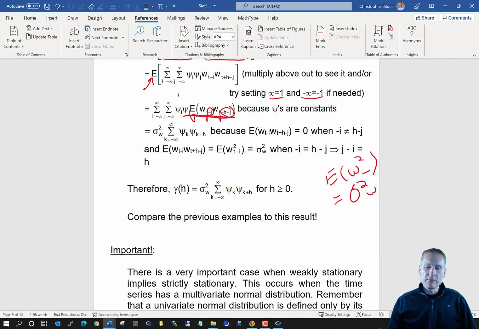So because of that then, and again, go through this on your own, try a simple case to see this, my autocovariance function ends up being this: sigma squared sub w times the sum from k equals negative infinity to positive infinity, where I just chose a different index there to work with, of psi of k and psi of k plus h. Notice time is not involved at all. I'm only worried about that h lag difference between the two different time points. So this is a very, very powerful result here.